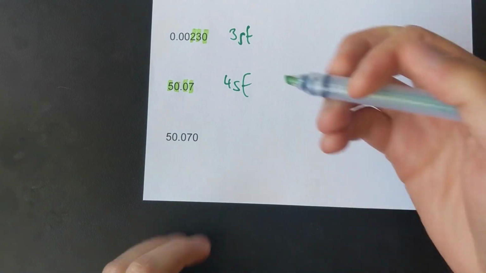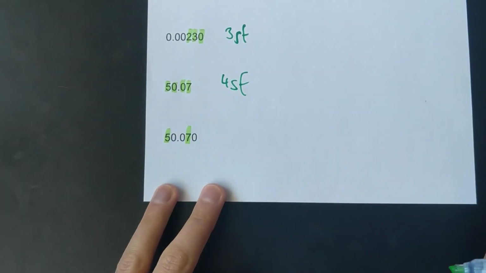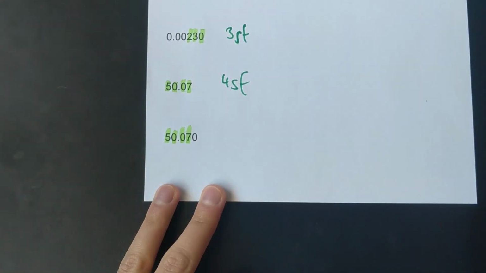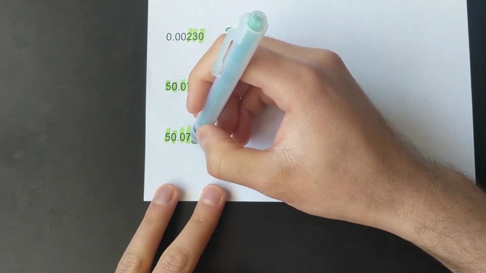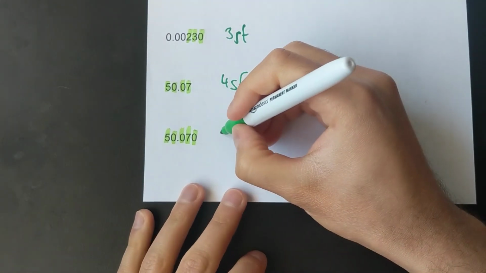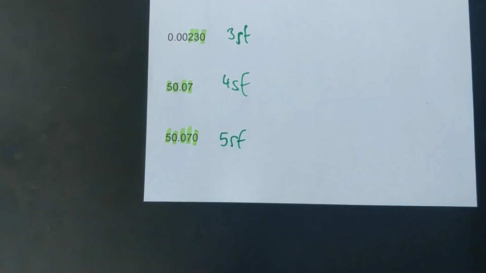50.070. Well, the 5 and the 7 are definitely significant. These zeros are between significant figures, so they're also significant. And this is a trailing 0 after a decimal point. That has to also be significant. This one, every single one of those is significant. That is 5 significant figures.